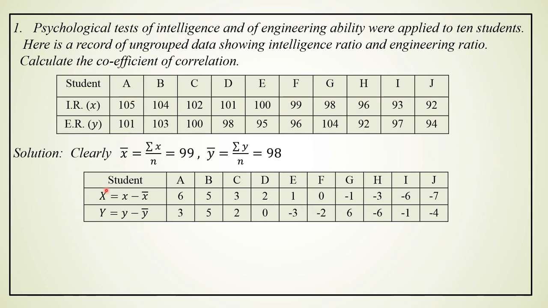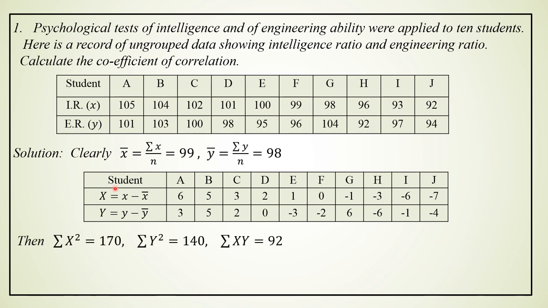Similarly, compute capital Y, which is given by y minus y bar, that is nothing but 101 minus 98, 3. 103 minus 98, 5. 100 minus 98, 2. 98 minus 98, 0, and so on.